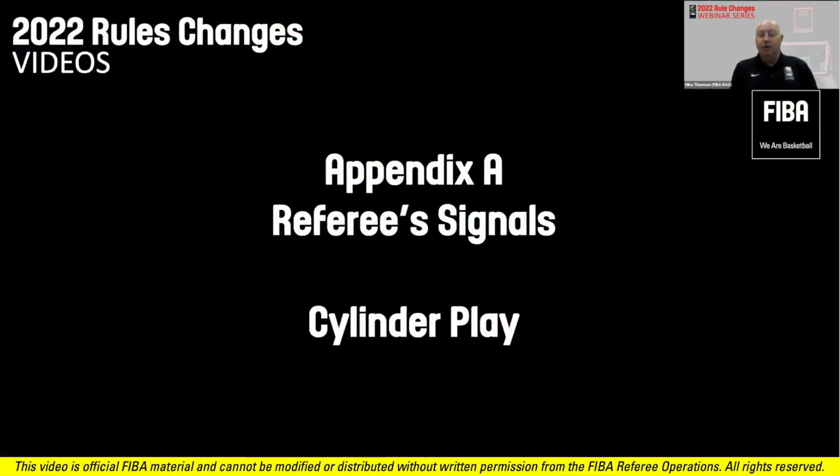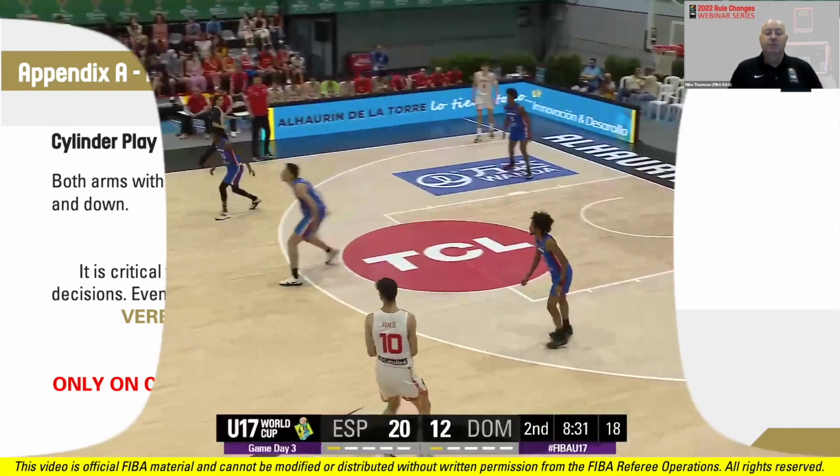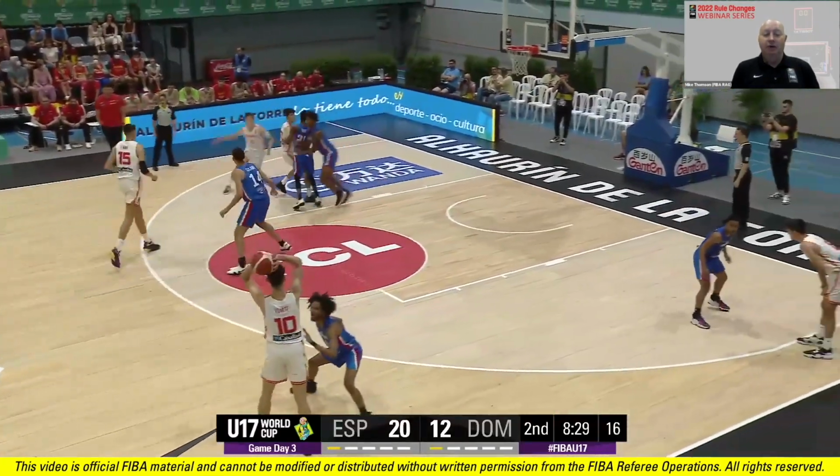Nice use of the goaltending and basket interference signal by a referee at our under-17 men's World Cup in Malaga, Spain this summer. We've been using these new signals in all summer competitions, and they are in use as of now.